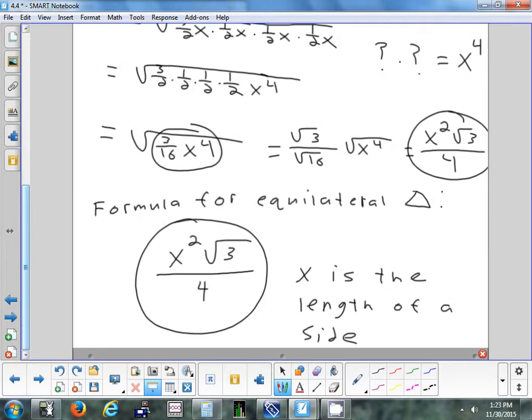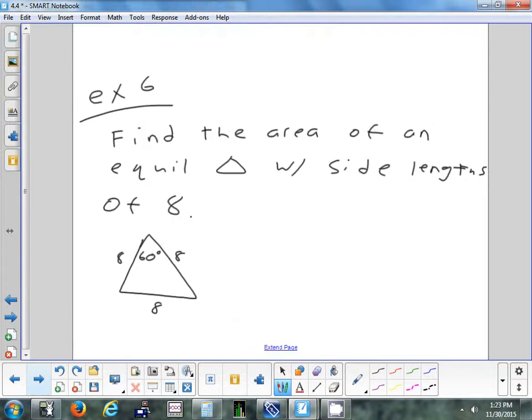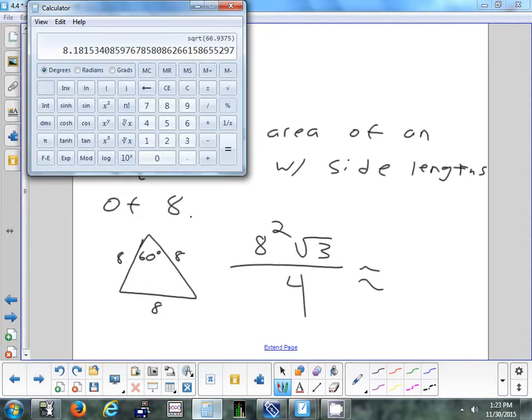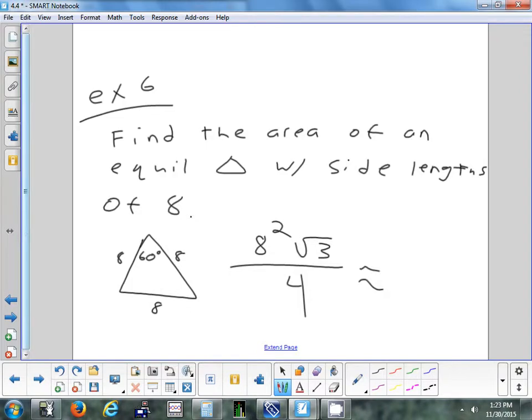Best option for this one, just use the formula for the area of an equilateral triangle. X squared, square root of 3 over 4. That's it. Okay. It's the fastest way to do that problem. So we get 8 times 8 times square root of 3 and divide by 4. It's about 27.71.